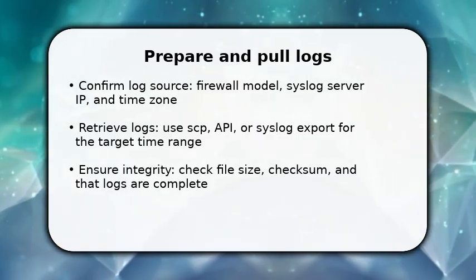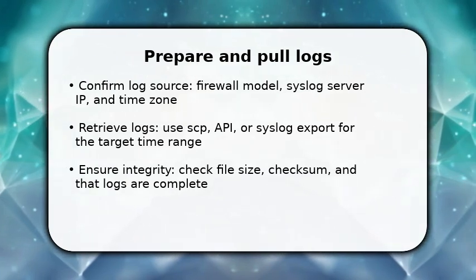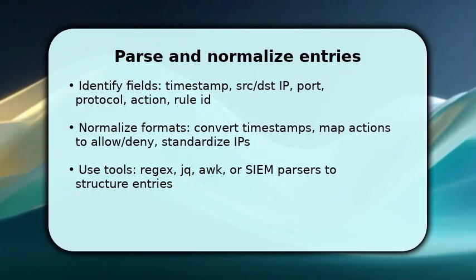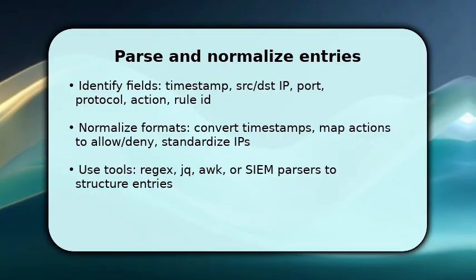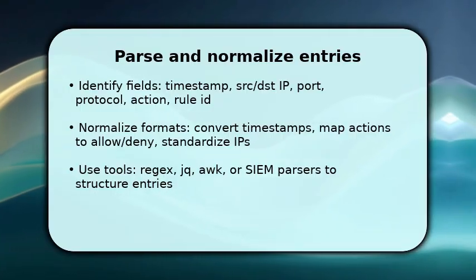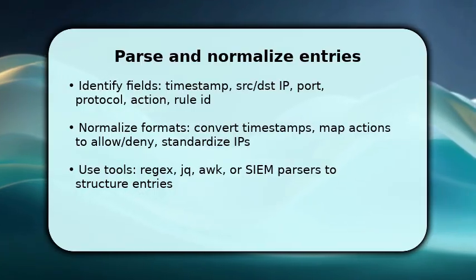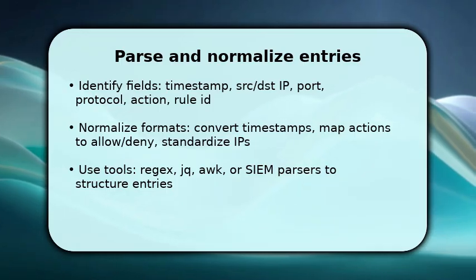Don't delay verification. You now parse each entry to extract core fields: timestamp, source and destination IPs, ports, protocol, action, and rule identifier. Normalize timestamps to a single format and map textual actions to allow or deny so comparisons are consistent. Use regex or command line tools like awk and jq, or import into a SIEM to auto-parse.